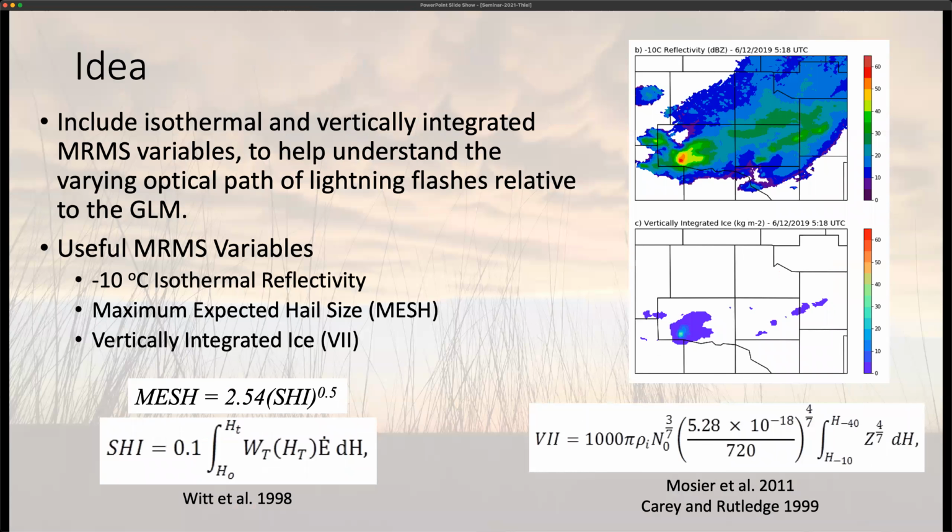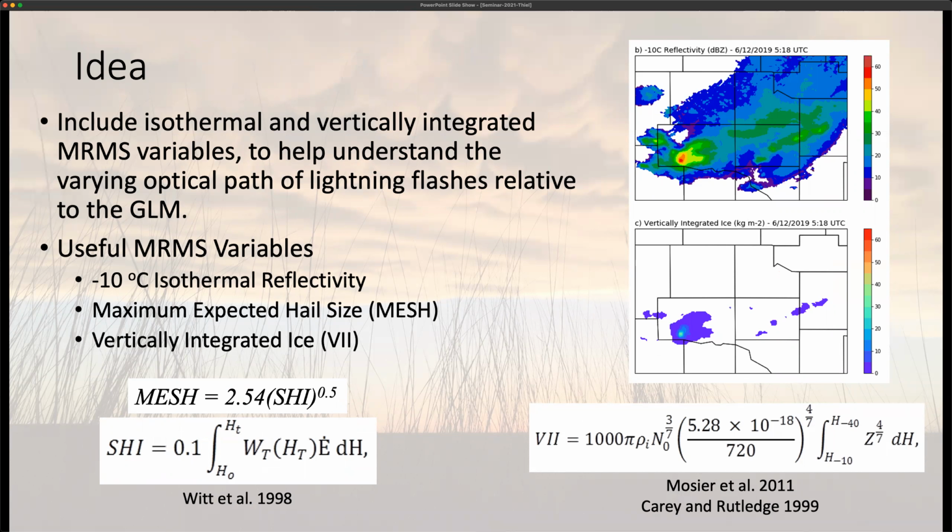So one idea that we had to help address this when thinking about the changing optical properties of the thunderstorm, it's great to be looking at cloud top like we did with the Advanced Baseline Imager, but now we need to look inside the storm itself. And so we're going to be looking at some isothermal and vertically integrated MRMS variables to help us understand the varying optical path of lightning flashes relative to the GLM.